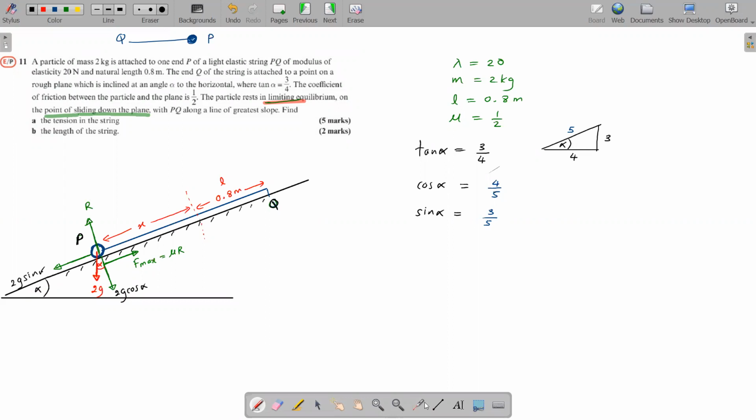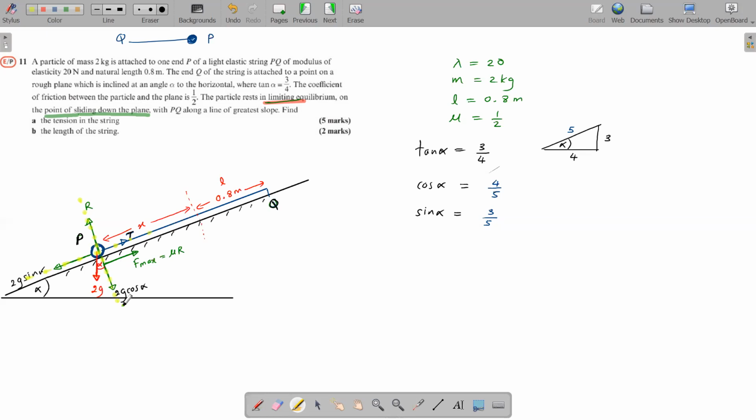And what else do I have? There's one more to mark, right? With this elastic string, you'll have tension. Agreed? So you have tension. Okay, so these are all the forces acting on the particle. The particle is in equilibrium. So you know there are two major directions here. The first direction is along the plane. The other direction is perpendicular to the plane. These are the two major directions that we use for x and y.